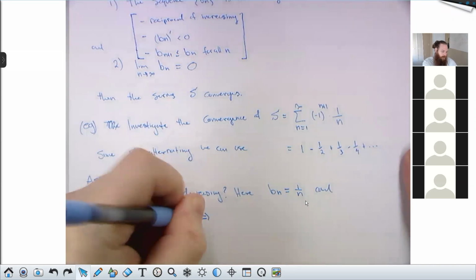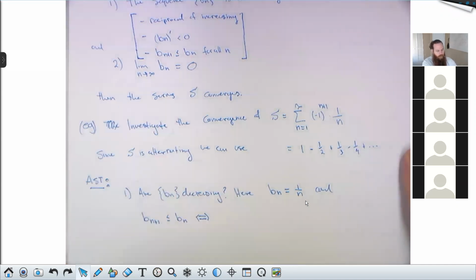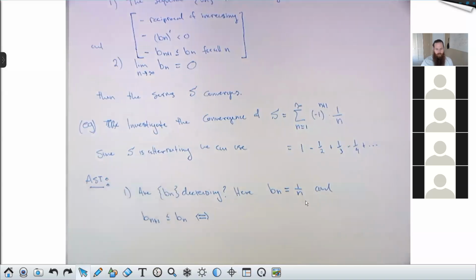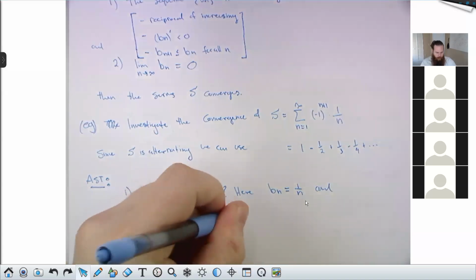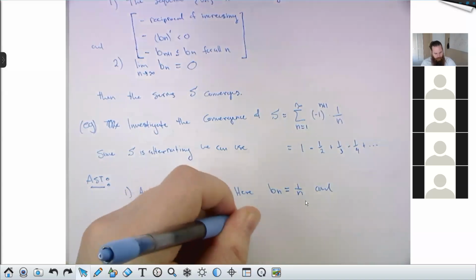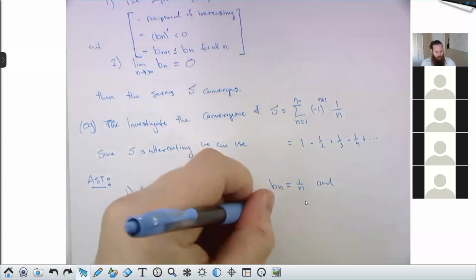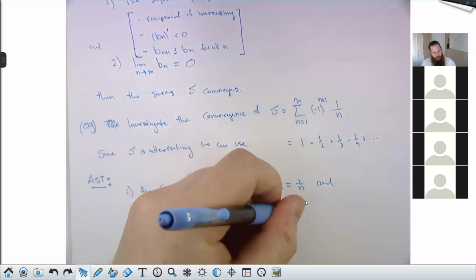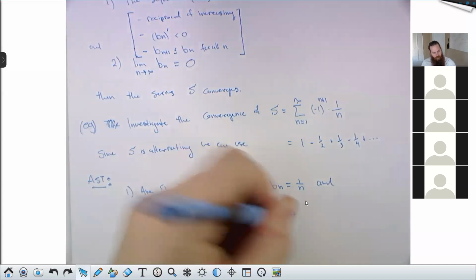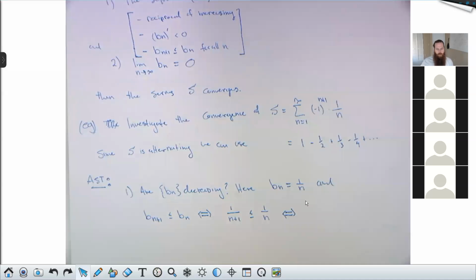In this case, is equivalent to saying what? What is B sub n plus 1? If Bn is 1 over n, then B sub n plus 1 is 1 over n plus 1, yeah. So this is B sub n plus 1, and Bn is just 1 over n. And is this inequality always true? Is 1 over n plus 1 always smaller than 1 over n?